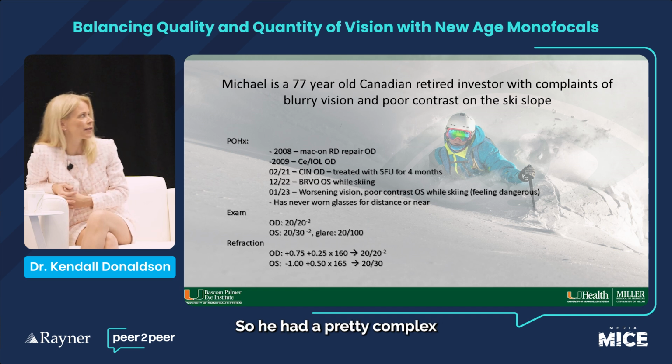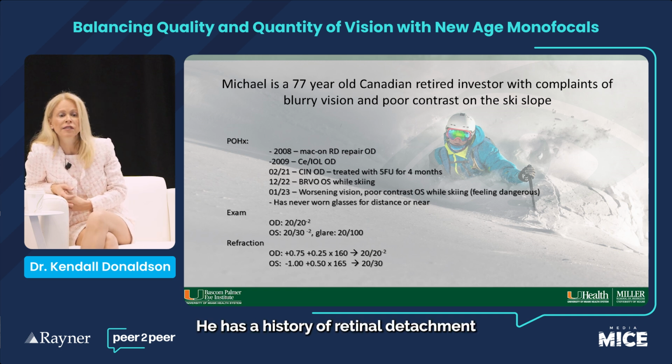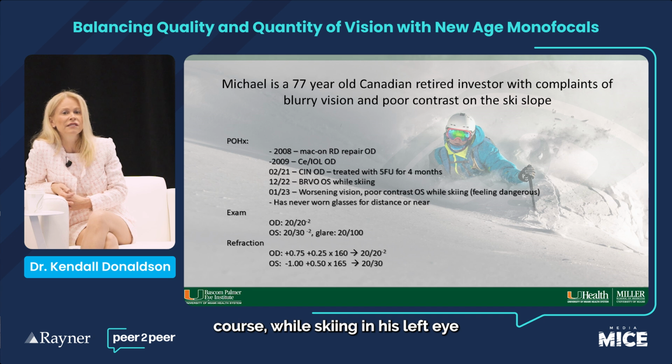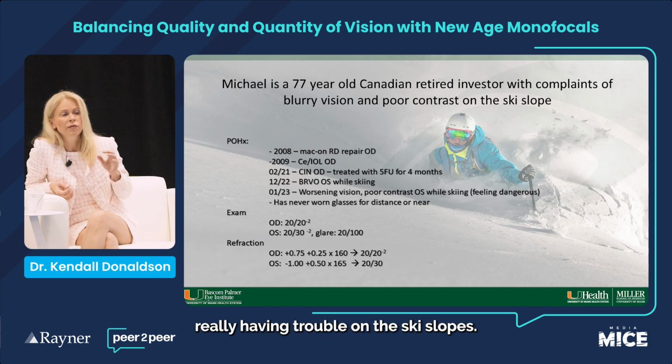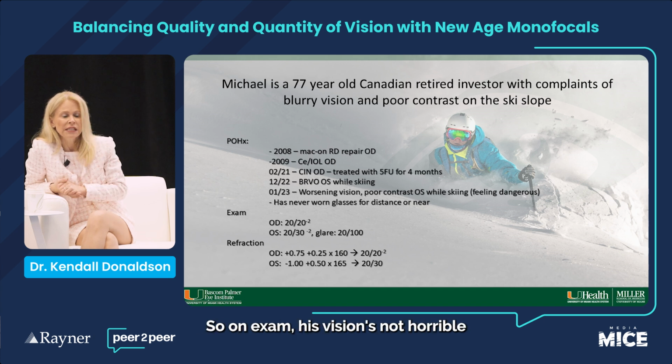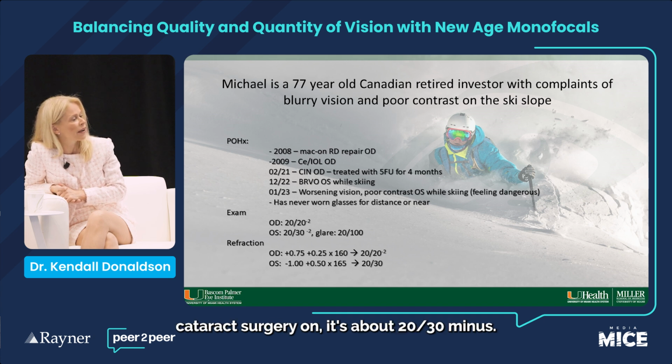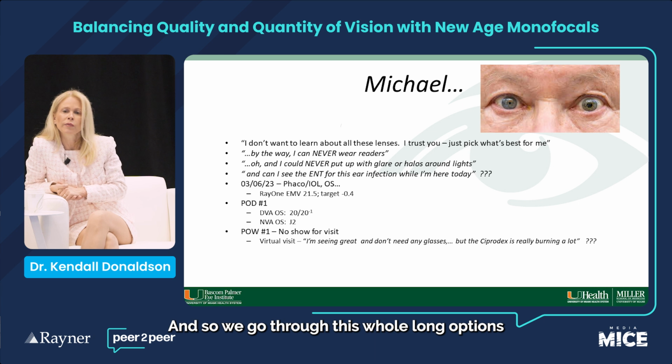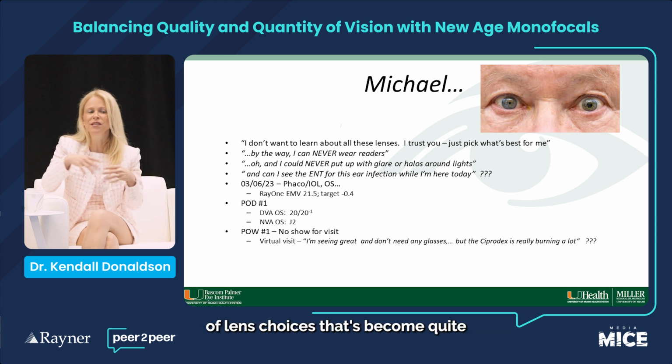So he had a pretty complex history in his right eye. He has a history of retinal detachment repair and had undergone prior cataract surgery, and then had a BRVO, of course, while skiing in his left eye that I'm going to be doing cataract surgery on. And he's really feeling that he's getting a lot of glare, poor contrast, really having trouble on the ski slopes. So on exam, his vision's not horrible in the eye that we're going to be doing cataract surgery on. It's about 20/30 minus.